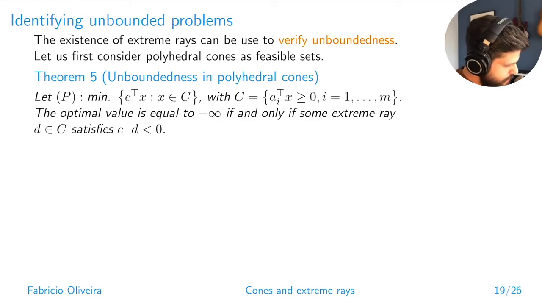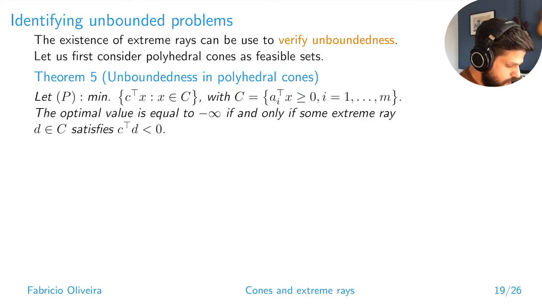So this leads us to these two theorems that show how we can connect the notion of extreme rays and polyhedral sets. First we're going to look into polyhedral cones, because then it's easier to derive it for polyhedral sets directly. So we can use the existence of extreme rays to check whether a problem is unbounded or not. So let's start with polyhedral cones.